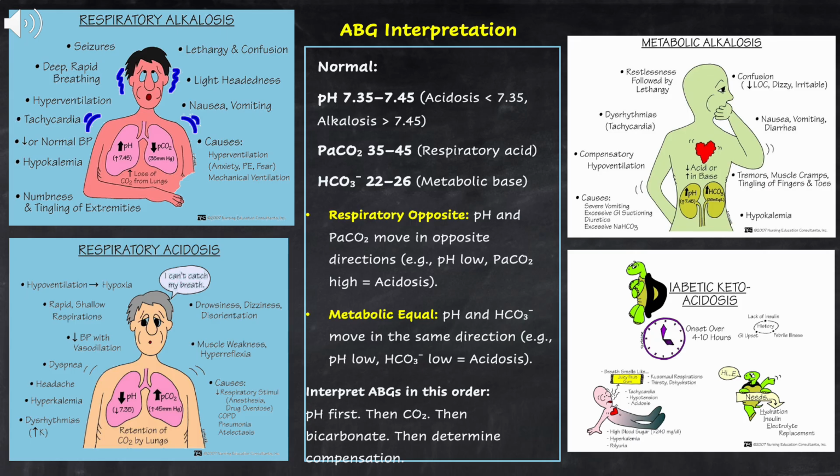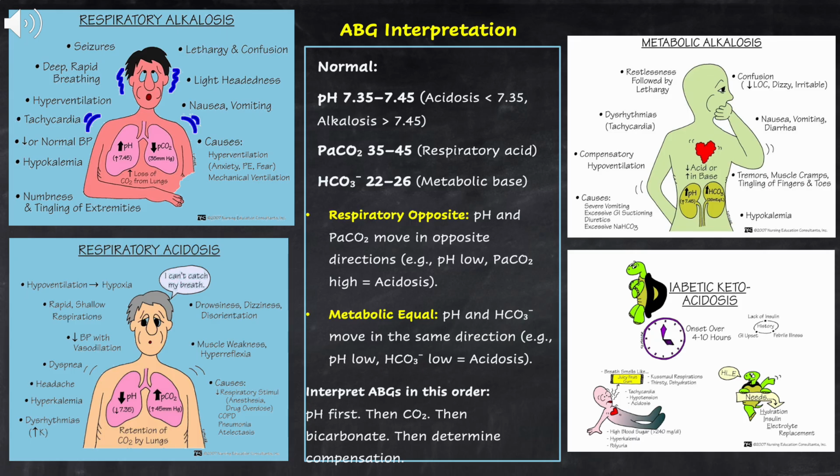When interpreting ABGs, always go step by step. First, look at the pH. Second, evaluate the CO2. Third, evaluate the bicarbonate. Then determine whether compensation is occurring. A helpful way to quickly identify the primary disorder is the ROME method.